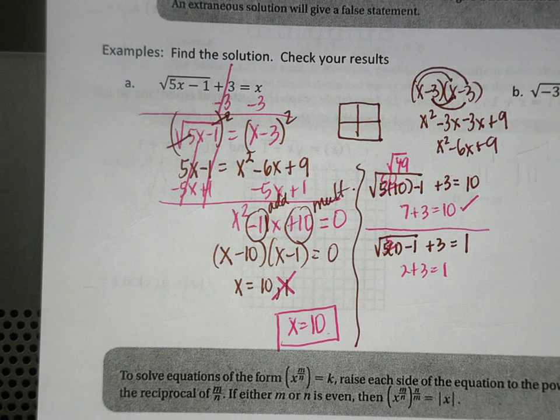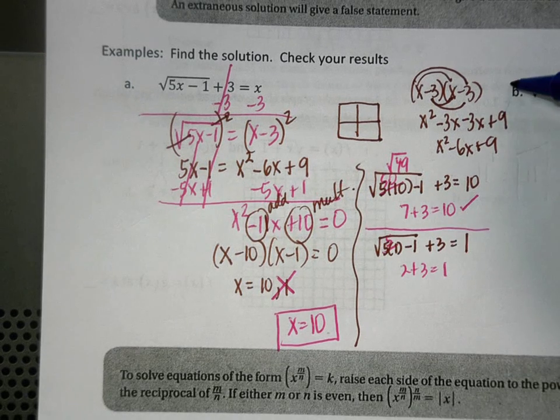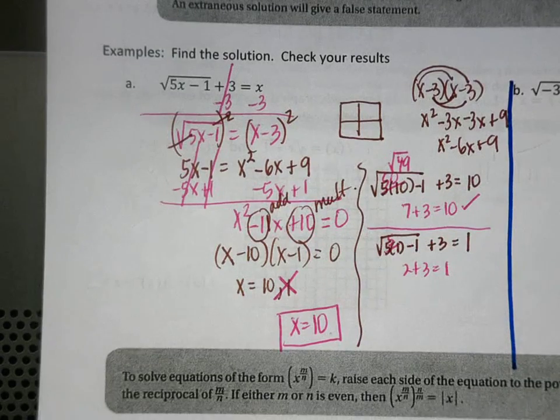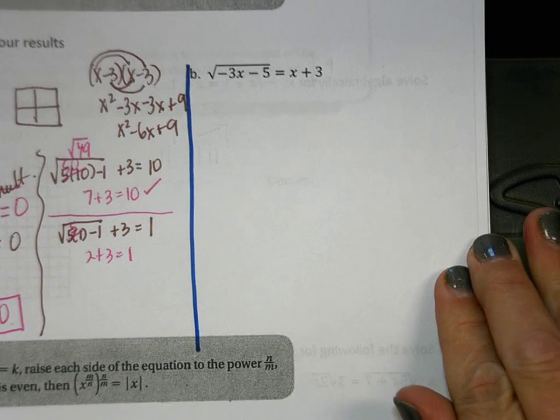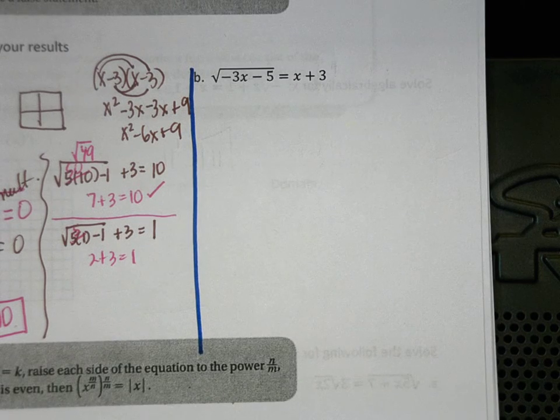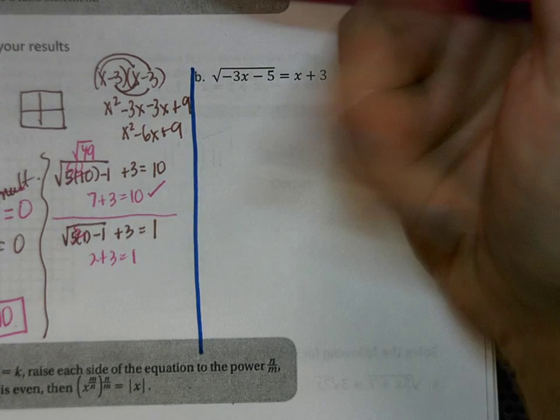No? Okay, let's try the next one on B. I'm just going to draw a line here. Okay, is the root by itself on here? Okay, so now in order to get rid of the root, I'm going to square both sides.